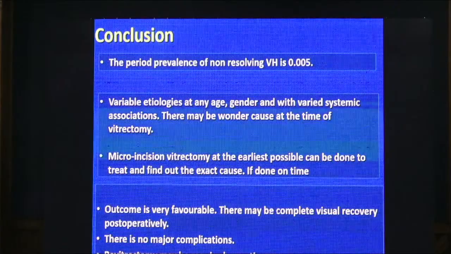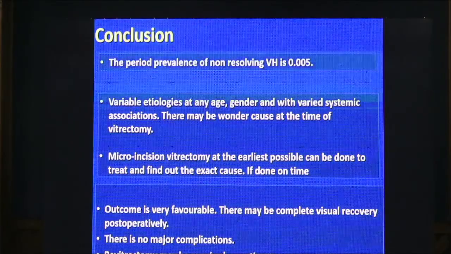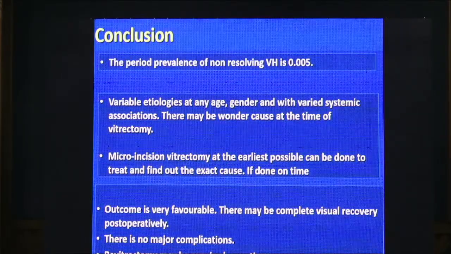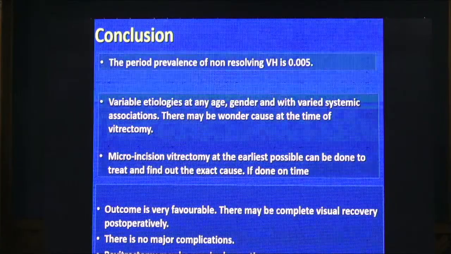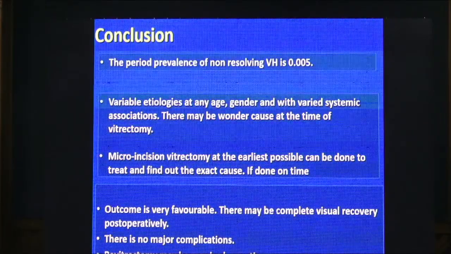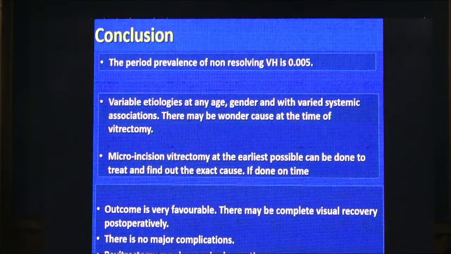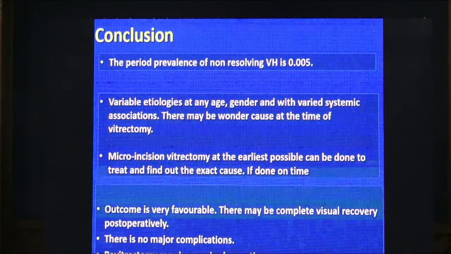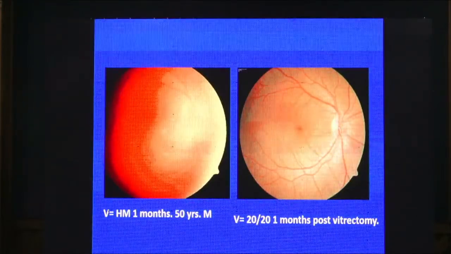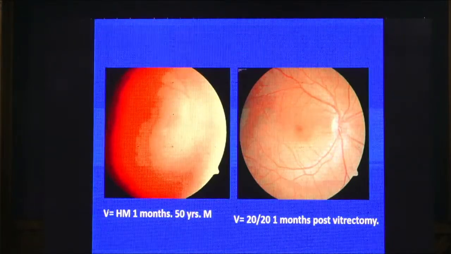There may be surprises at the time of vitrectomy. Microincision vitrectomy at the earliest possible can be done to treat and find out the exact cause, and if done on time, the outcome is very favorable. There may be complete visual recovery post-operatively in some of the cases, and there is no major complication. And revitrectomy may be required sometimes, of course. You can also see in the second representative case, 50 years, hand movement at presentation, and 1 month post-vitrectomy.